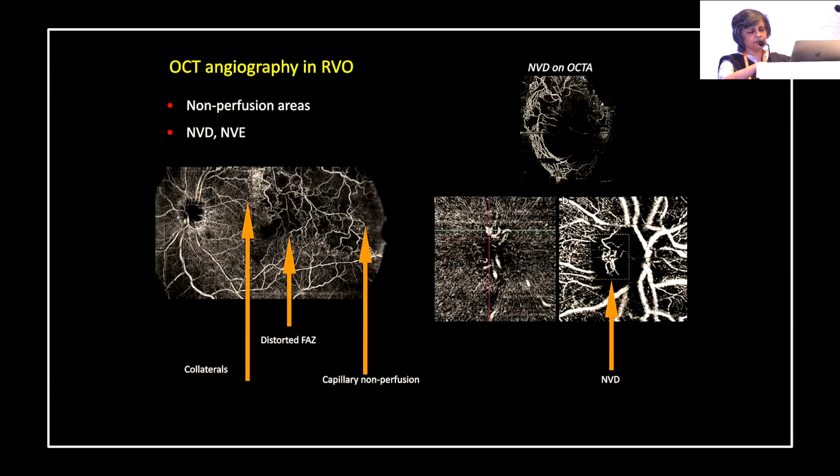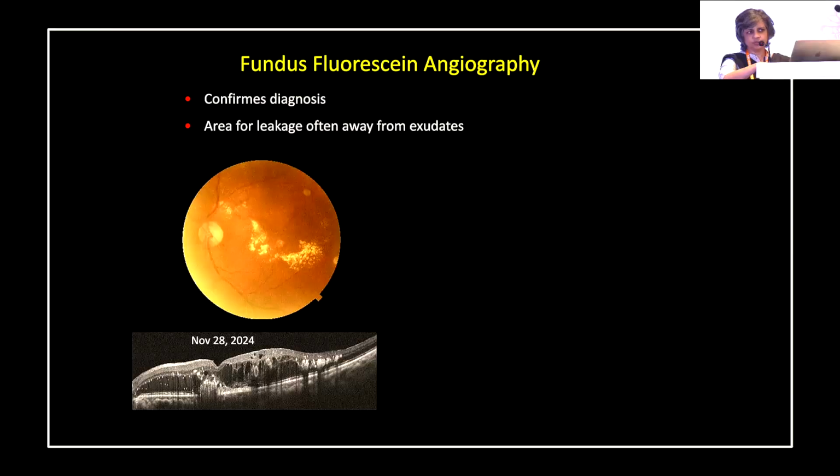OCT angio has become very important to see macular ischemia, or even it picks up new vessels on the disc or elsewhere which was not expected. However, OCT angio cannot show us the leakage which we need to see for doing laser, macular laser.